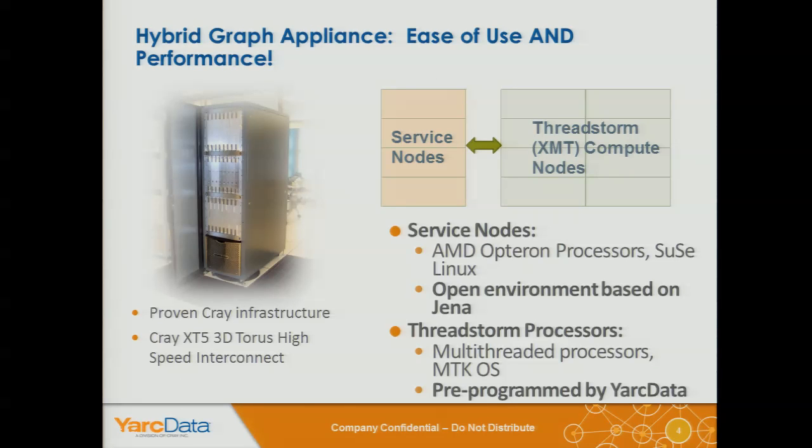Okay, and the thing about it is it's basically a hybrid supercomputer running a semantic database. These service nodes, upon which a significant portion of the processing is done, are actually Opterons running SUSE Linux and Jena. The Threadstorm processors run MTK OS, which is the name of the OS for the XMT2, and they're completely pre-programmed. So to the outside world, it looks like the ordinary machine you're used to, except it runs really, really fast. It also uses supercomputer infrastructure, so it's a very reliable machine. It's a very high-speed interconnect. So basically we're trying to bring a supercomputer to the database world.